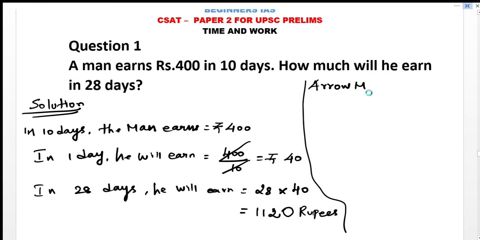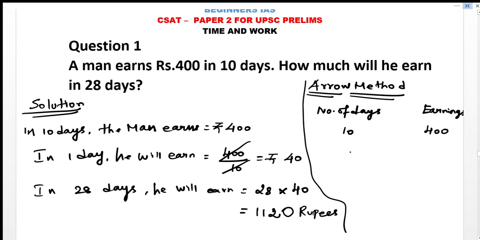Okay, so I am going to solve it by an alternate method without using any formula. That is nothing but the Harrow method. This method is very useful for solving questions related to competitive exams. See, here I am writing the number of days, and on the other side I am writing the earnings. First of all we have to identify whether it is direct variation or indirect variation. See, in 10 days he earns rupees 400. How much will he earn in 28 days?